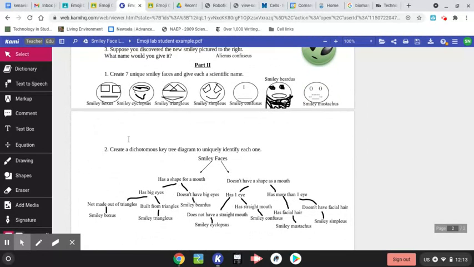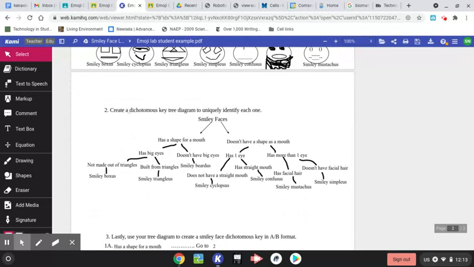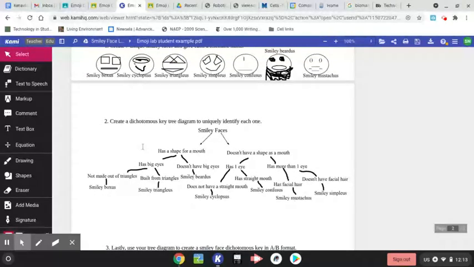You then had to take these 7 and make a tree. This is a really nice tree from what I could tell. Smiley faces: the first characteristic is has a shape for a mouth, doesn't have a shape as a mouth; has big eyes, doesn't have big eyes. It's best if you don't use characteristics that are considered opinions. In this case, these kind of are opinions, but mostly what I'm concerned with is that you can make it work. This has the good look to it because you keep having branching characteristics, and under there further branching characteristics, until you get organisms identified by themselves.